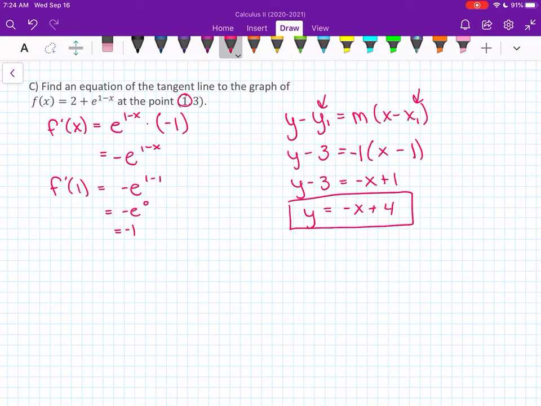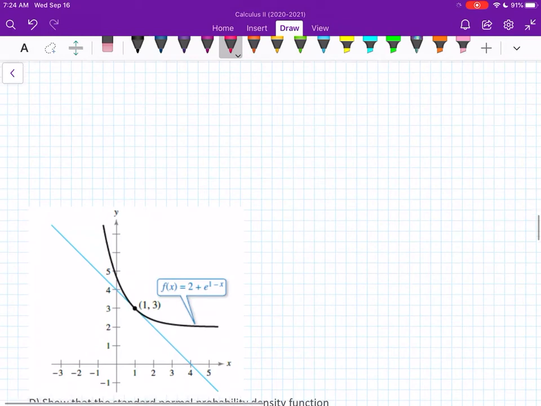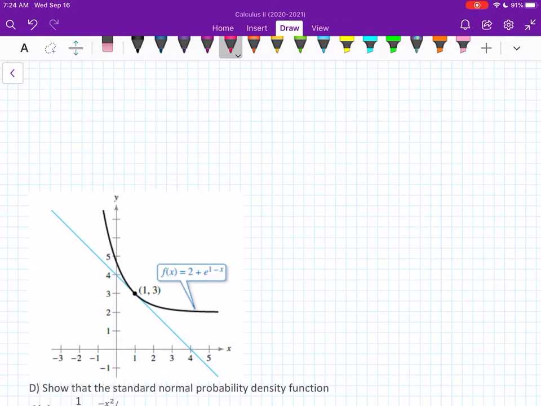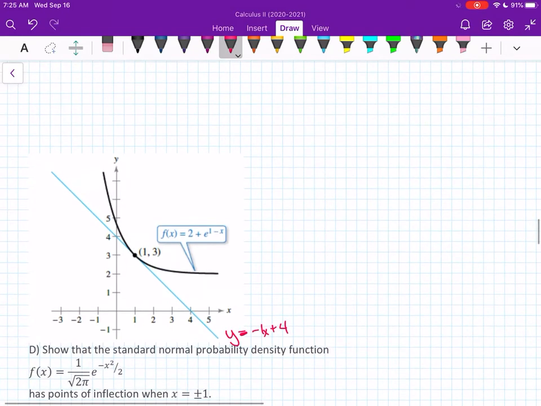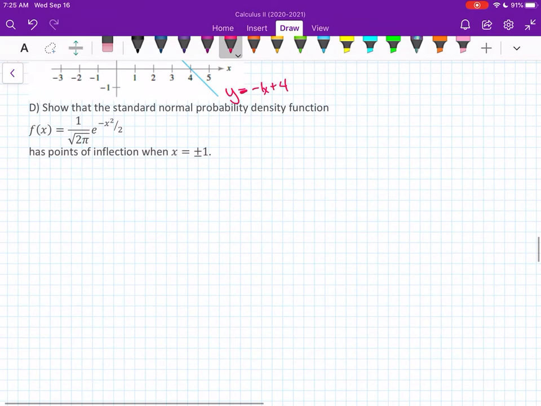So my tangent line is just going to touch my function at the point 1, 3. Here's the graph of it, if you want to look. So we go through the point 1, 3. This equation has a slope of negative 1, so this would be my y equals negative 1x plus 4. Okay, next example. I should have put that graph a little higher.